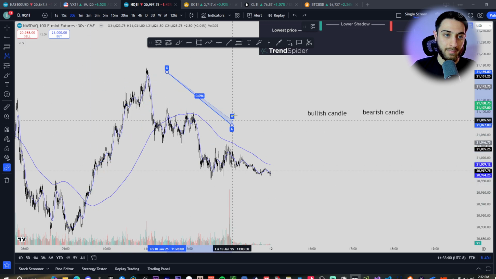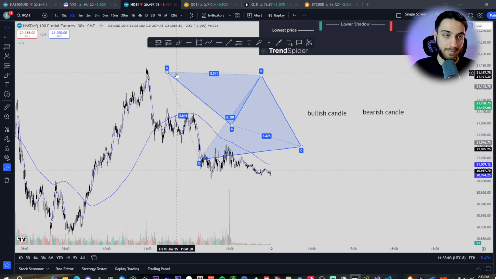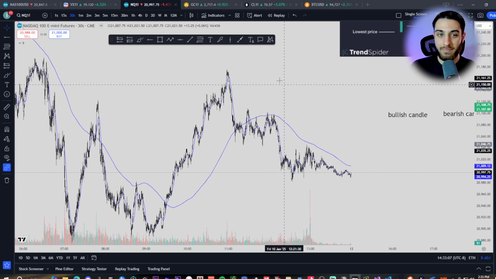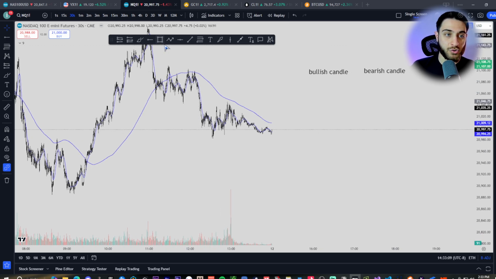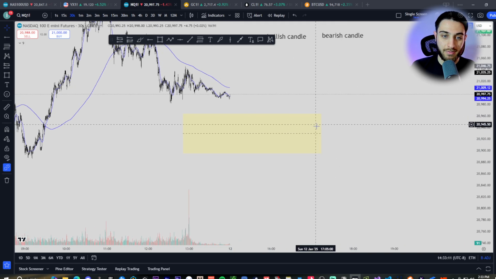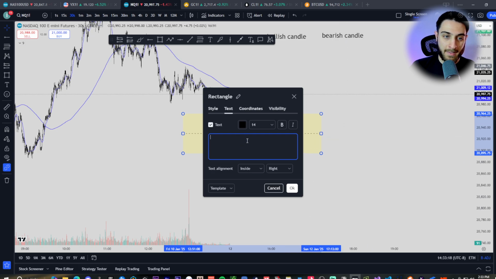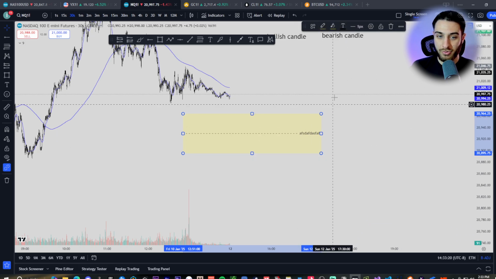I don't even use this, but this is going to be the favorite. I'm going to put it right here so we can see it. But my favorite drawings that I use are the box, right? I have this specific box made. This is a customized setting. If you go to the settings, you can add text to the box, which will put it right there.